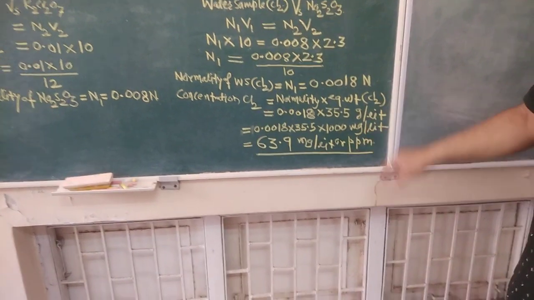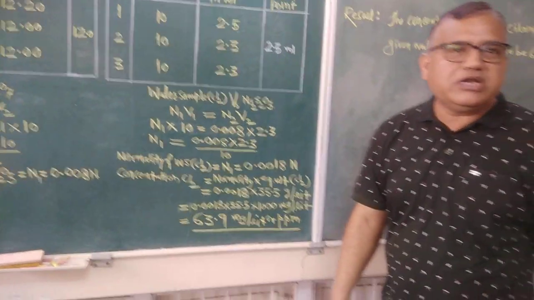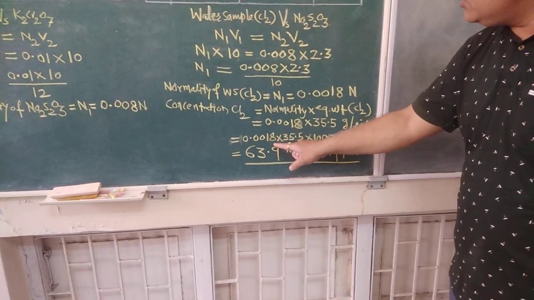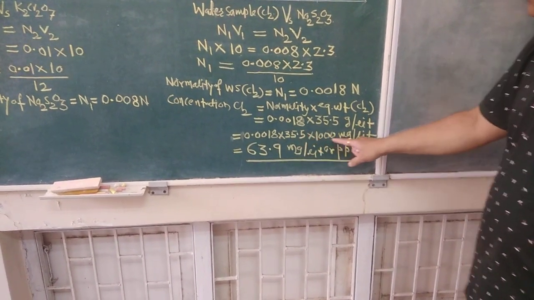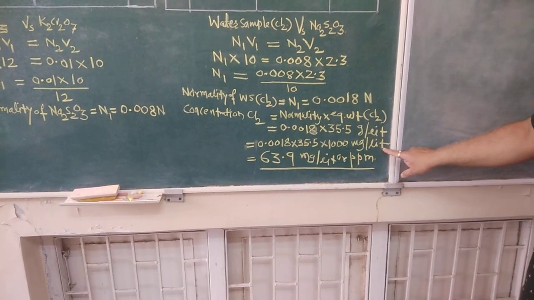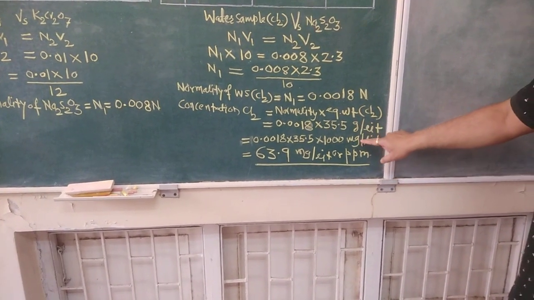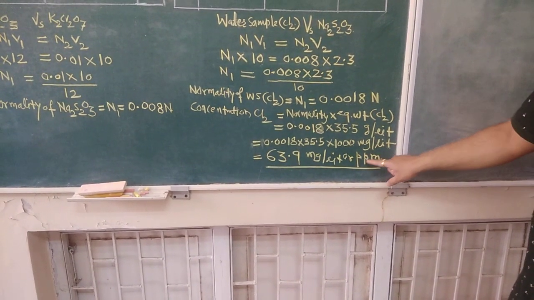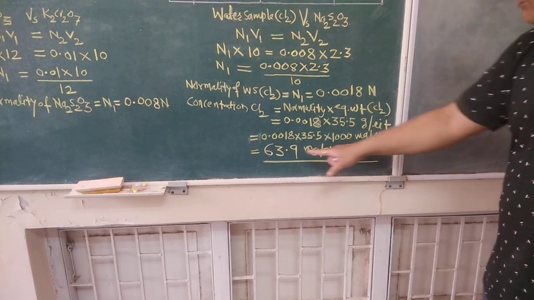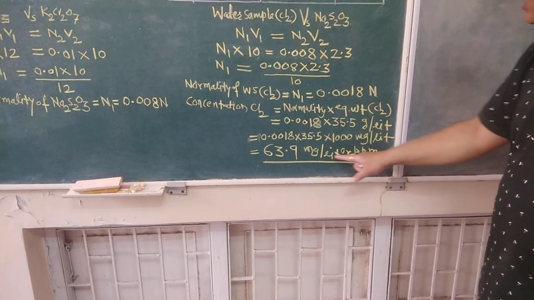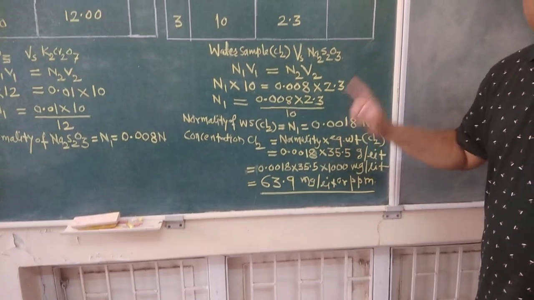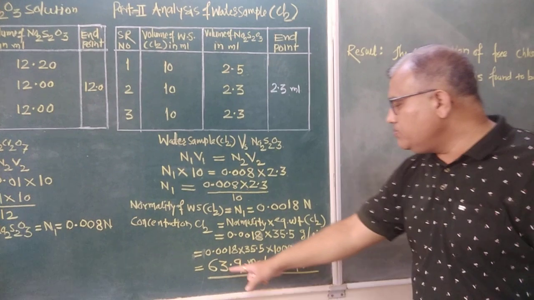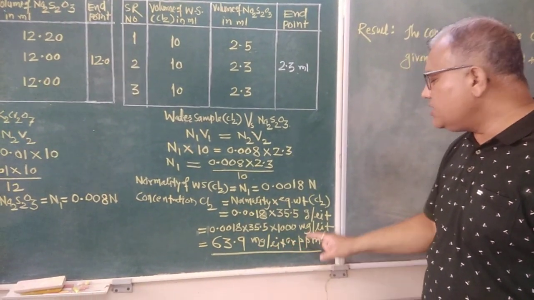But friends, suppose we want to calculate it in milligrams per liter, that is in ppm, then you have to multiply it by 1000. So 0.0018 into 35.5 into 1000, we will get the answer in milligrams per liter. Means we have converted grams into milligrams, and you know that milligrams per liter is nothing but ppm, because both the units are the same. So the final answer is 63.9 milligrams per liter or ppm. So this is your final answer, that the amount of chlorine present in the water sample is found to be 63.9 milligrams per liter or ppm.